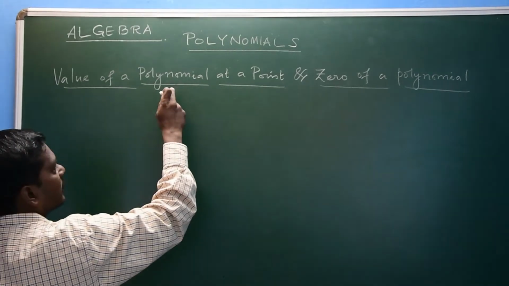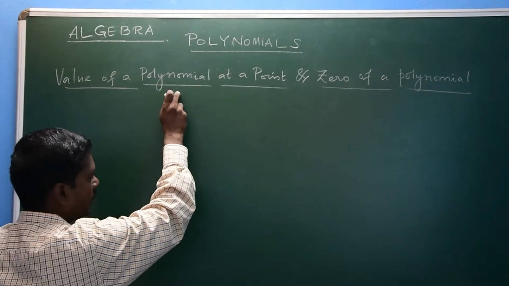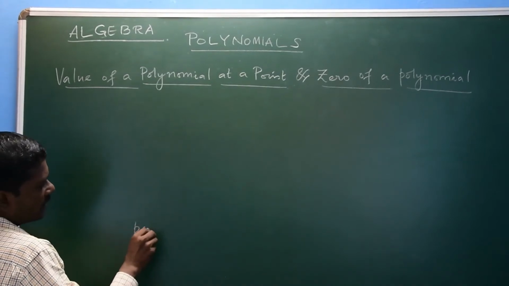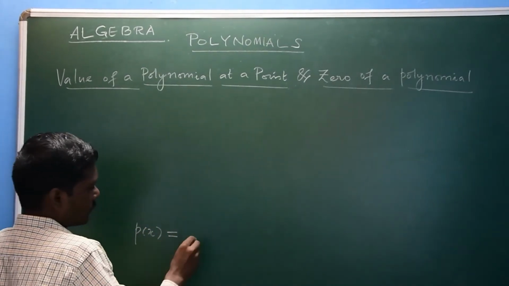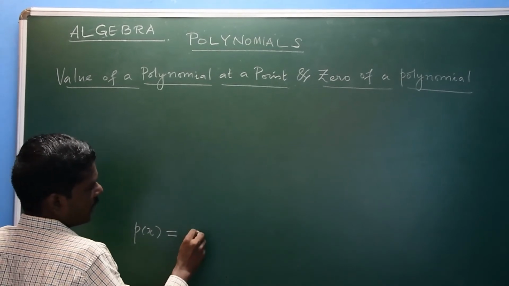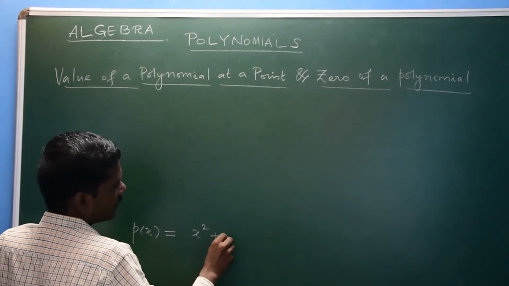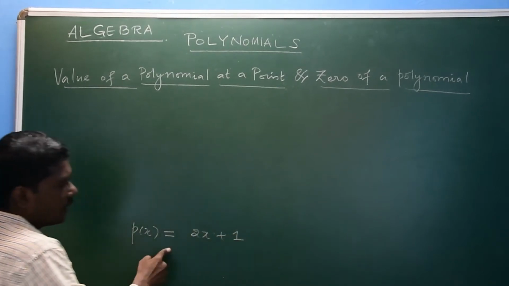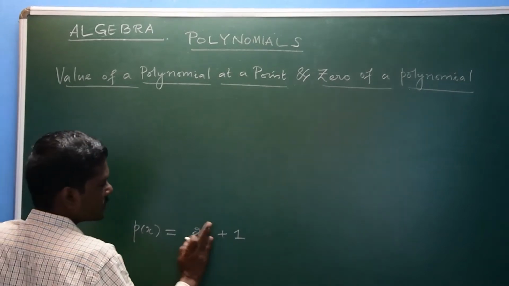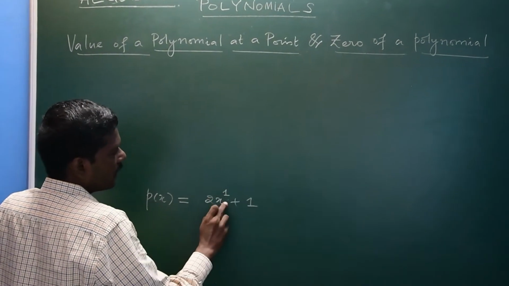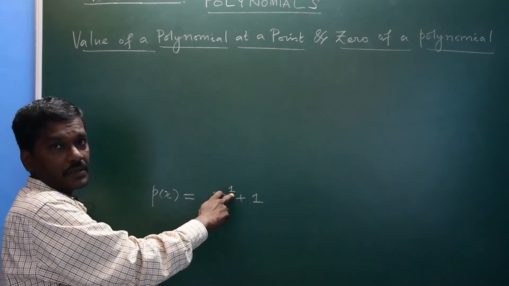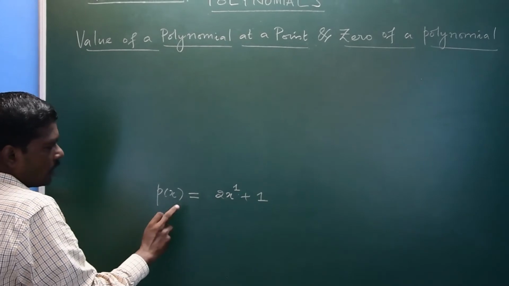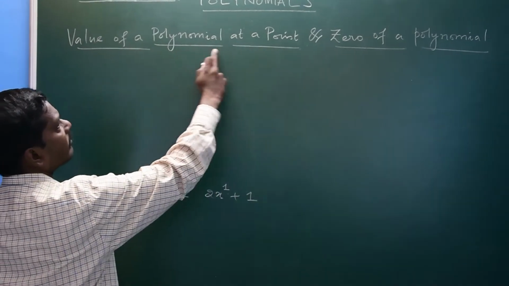Now before giving the proper definition of the value of a polynomial, let us consider a simple polynomial expression, namely 2x plus 1. You take a linear polynomial. I say that this is a linear polynomial because the degree of the polynomial is 1. Now, what do we mean by the value of a polynomial at a point?